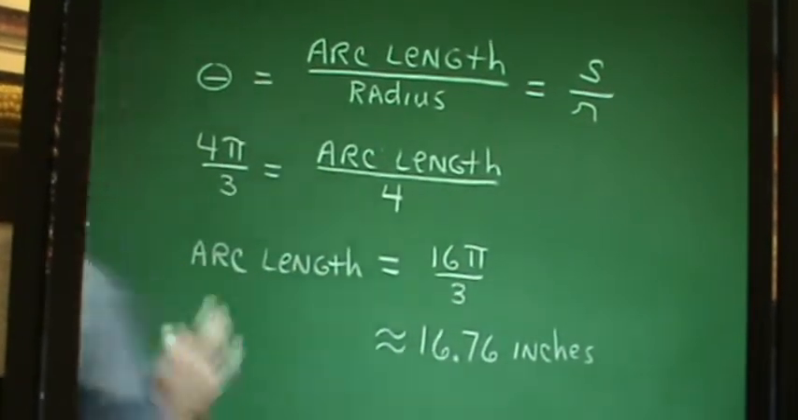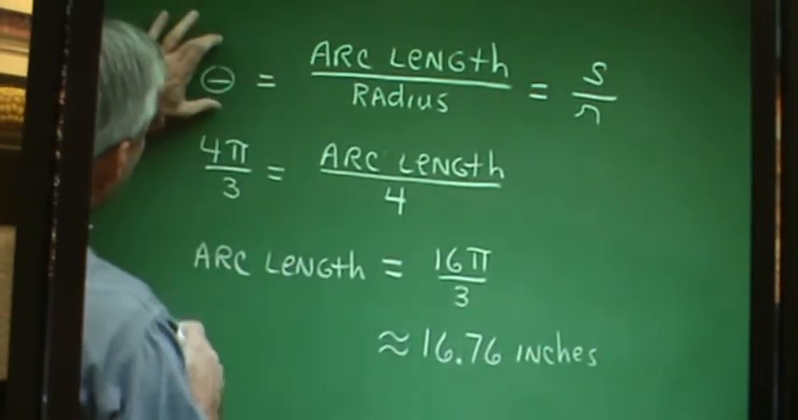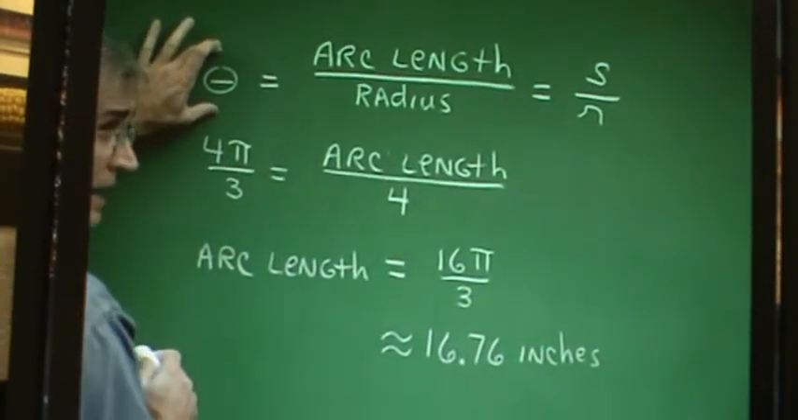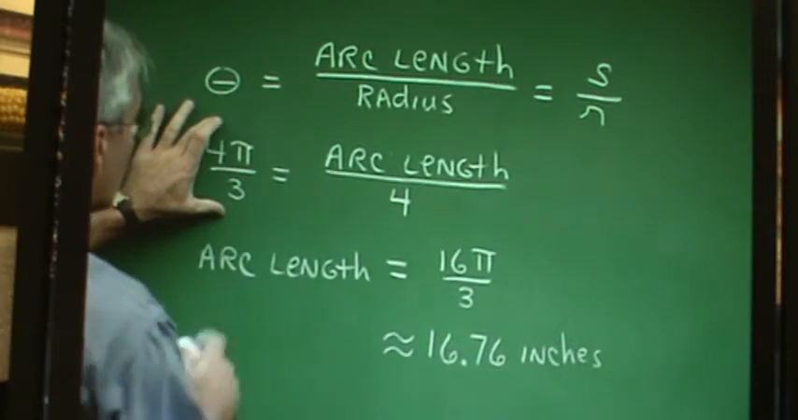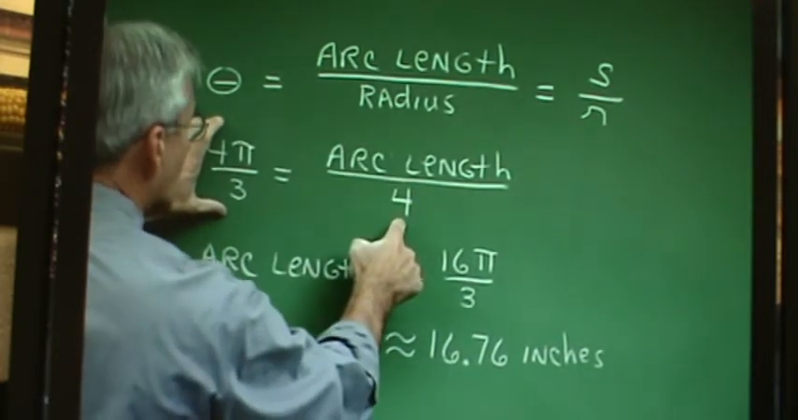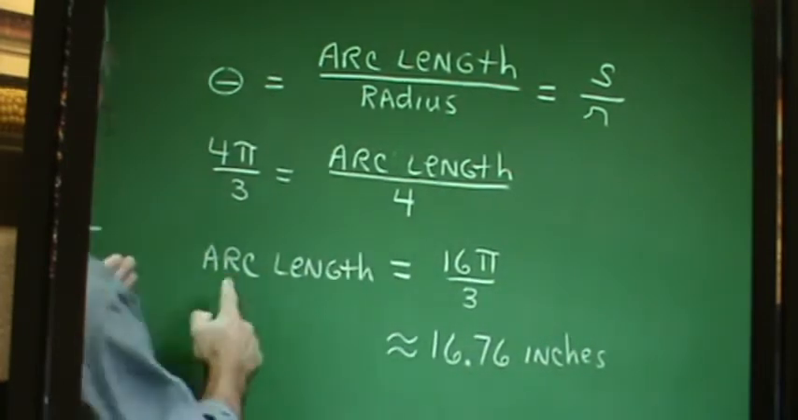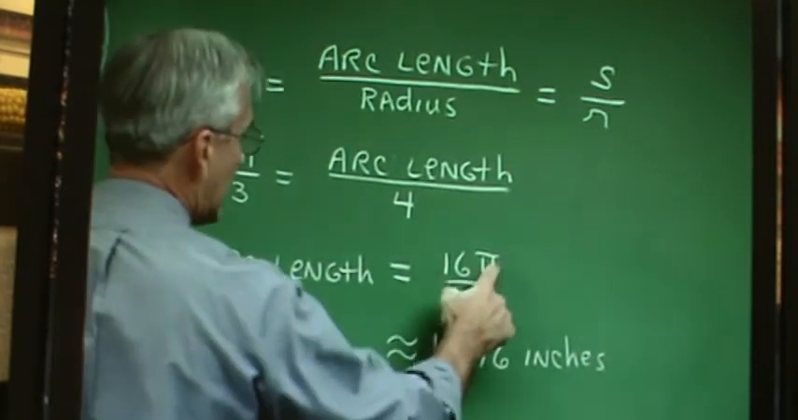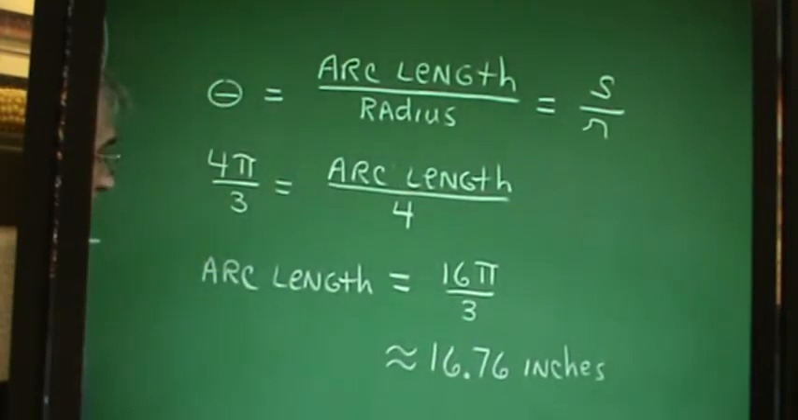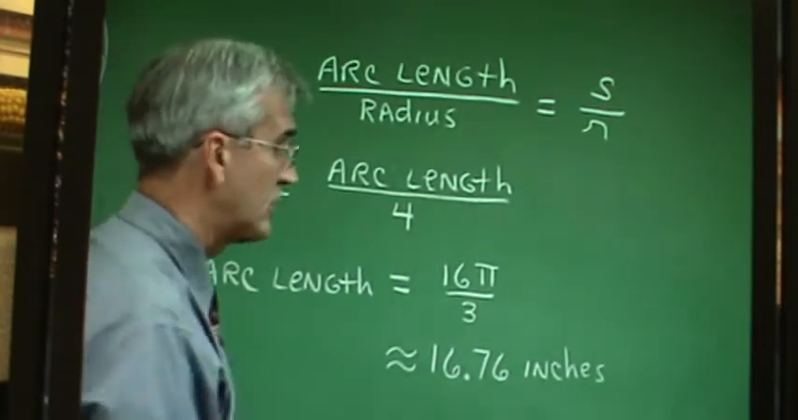Okay. Now, what do we know about this? Well, we know that the theta, the angle here in radians, is 4 pi over 3. We know the radius is 4. So multiplying on both sides by 4, we find the arc length to be 16 pi over 3, or approximately 16.76 inches.